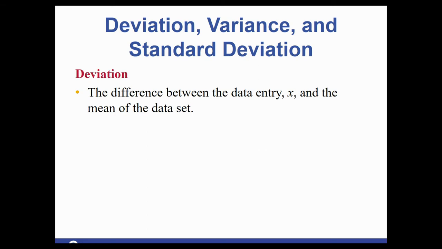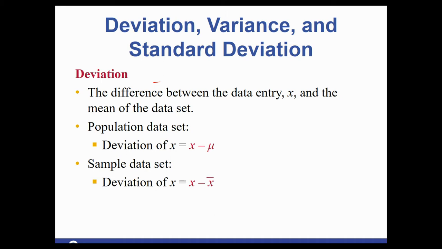So the next definition we need is the deviation. It's your difference, which means subtraction, between each one of your data entries and the mean of the data set. So you're trying to find how far each data value is from the average for the set.